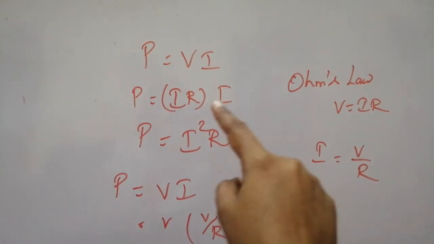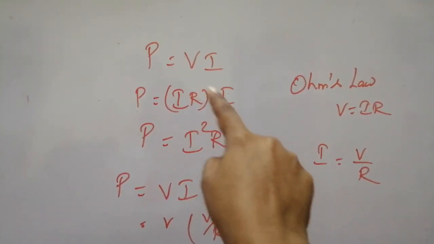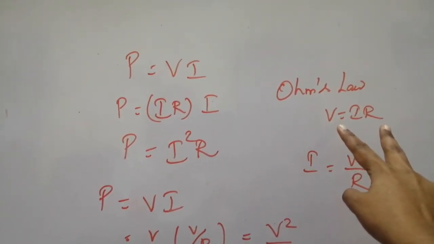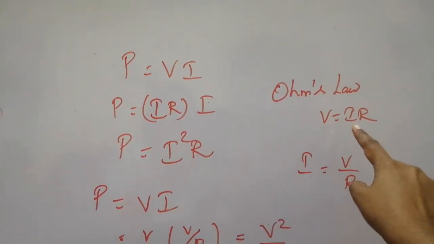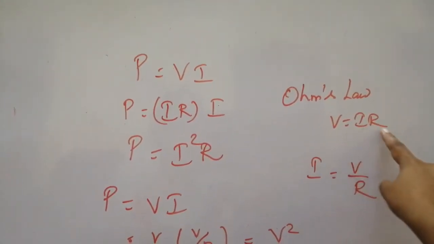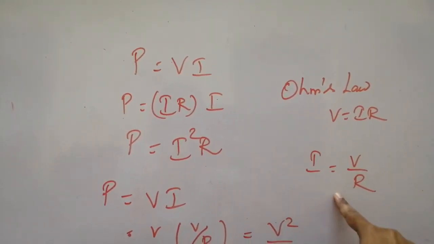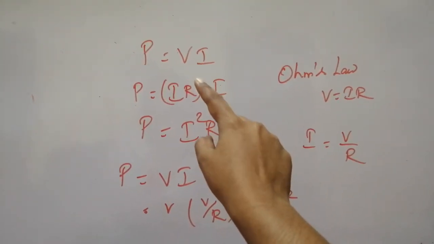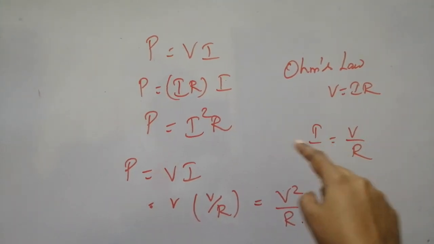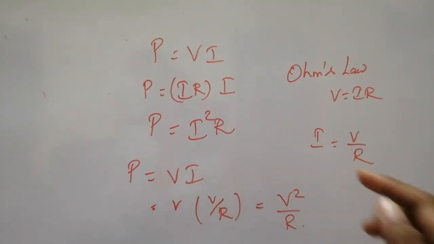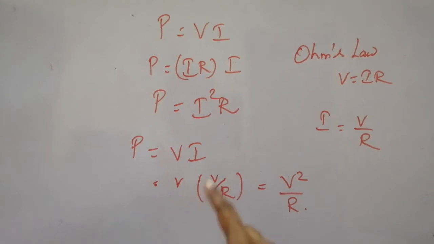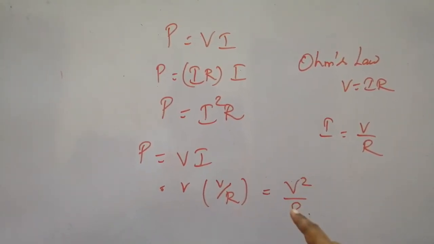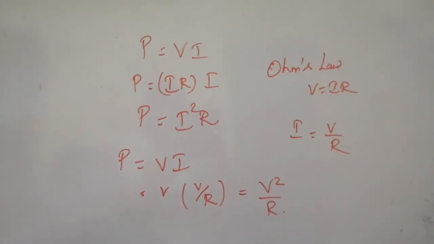Now, instead of V we replaced it with IR. Similarly, you can go for replacement using Ohm's law. From V equal to IR, bring R to the other side, and it becomes I equal to V by R. Now instead of substituting for V, substitute for I. Power P is equal to V into I, so V into, instead of I, V by R. V into V becomes V squared by R. So power P is equal to V squared by R.